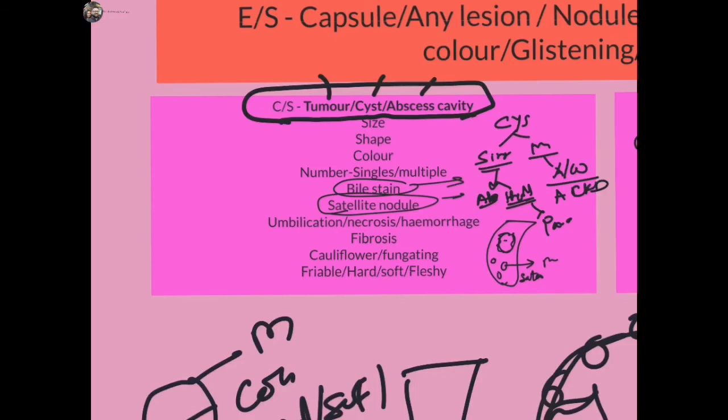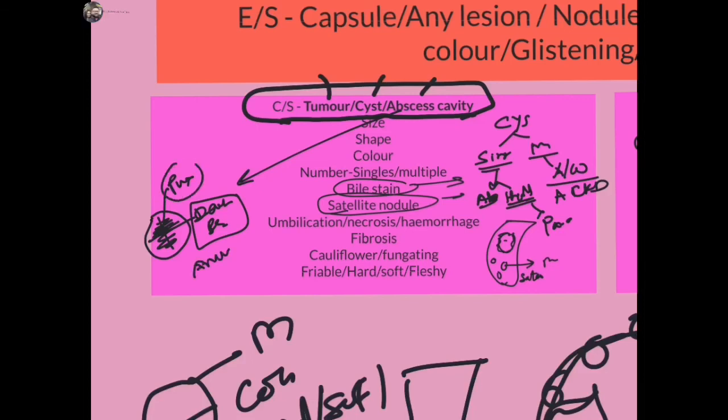Coming to the last one, the abscess cavity. In case of an abscess cavity, you have to describe the margin, size, and how the abscess cavity is filled, whether it is filled with pus or with a dark brown material. When it is a dark brown material, it is called anchovy sauce. When it is filled with pus, maybe it is due to pyogenic infection and it is a pale or yellow color. So these are some gross differentiations.